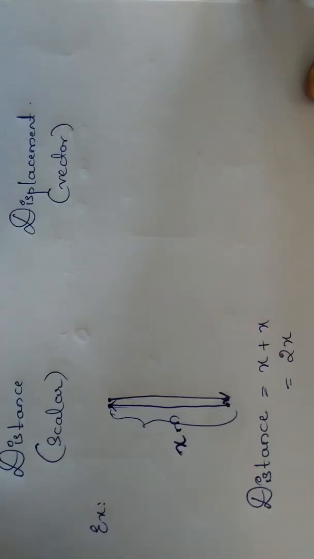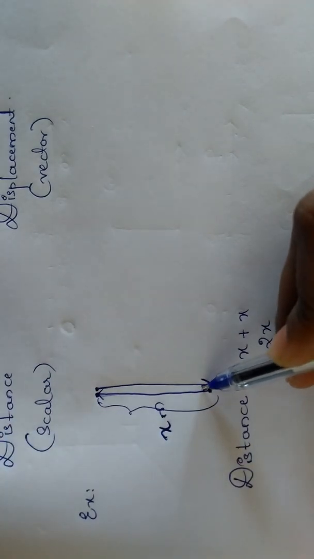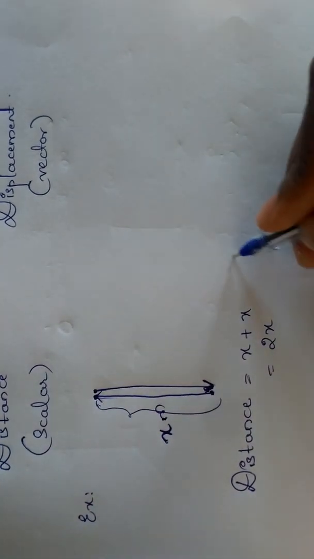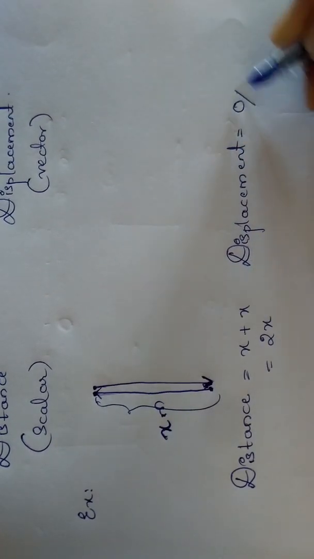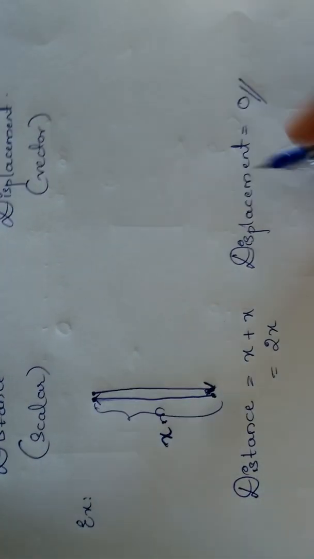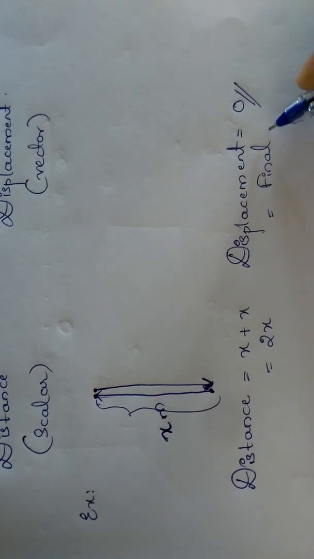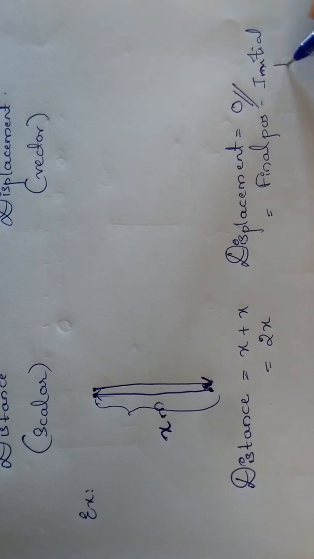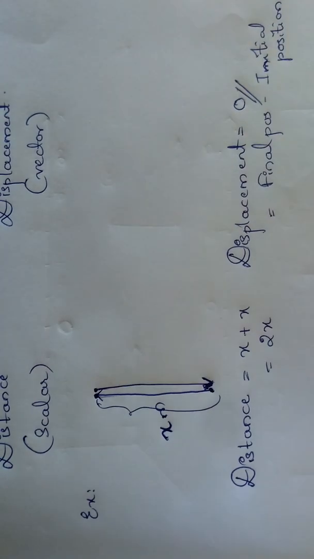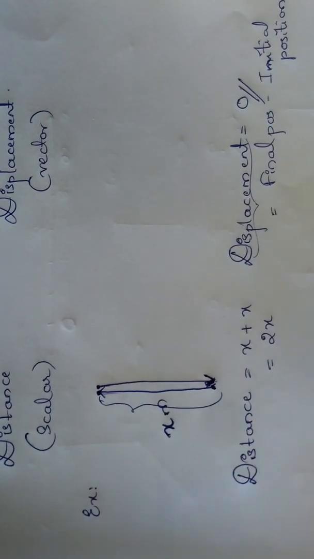If you see the displacement for this object when it is thrown upward and comes back to its initial position, what will be the displacement? The displacement will be 0. Why? Because the initial and final positions coincide. Displacement is final position minus initial position, so the final and initial positions of this object are the same, hence the displacement is 0.